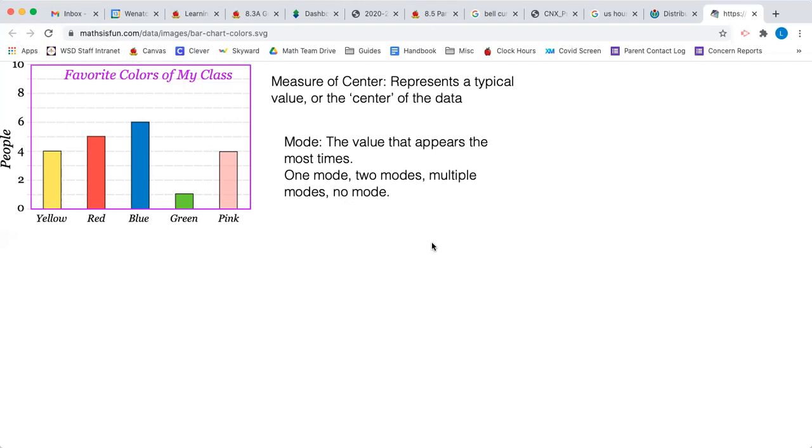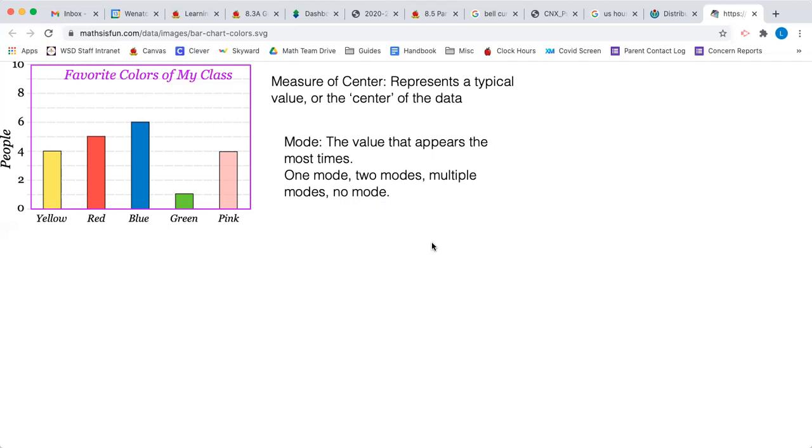And even if you did try and average them, with whatever gross brown color you'd end up coming up with, that doesn't really represent the fact that people like blue and red the most, of the five colors coming in first and second. Our actual mode here is blue, since it appears the most times. 6 students in this example chose blue, 5 chose red, but blue would be the mode.